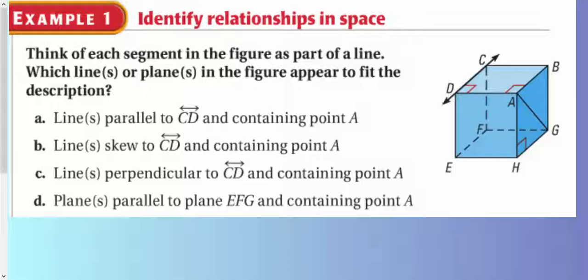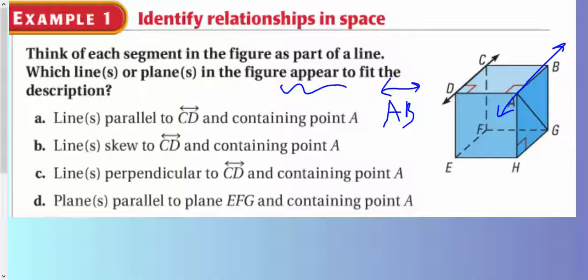Think of each segment in the figure as part of a line. So BA really is line BA, we're just not going to draw that line in there. Which lines or planes in the figure appear to fit the description? Lines parallel to CD that contain point A. It would have to be line AB. And again, it just says appears to fit the description, so we don't necessarily know this.